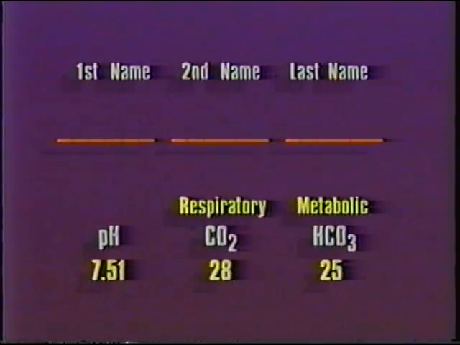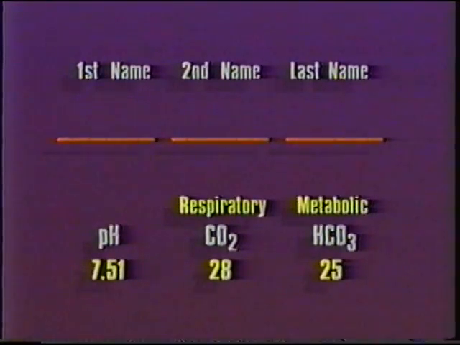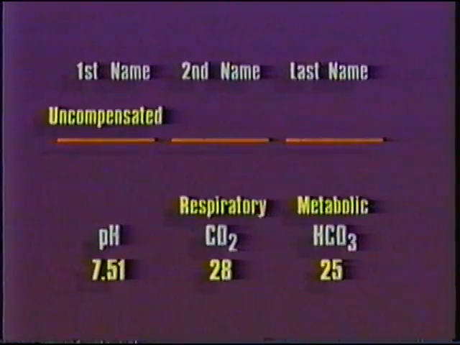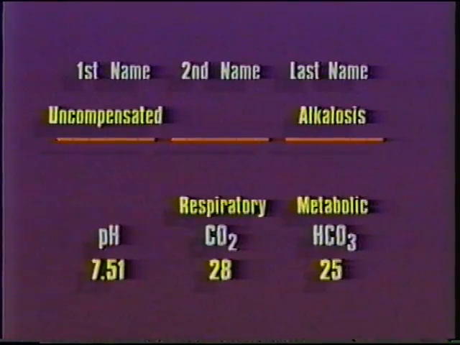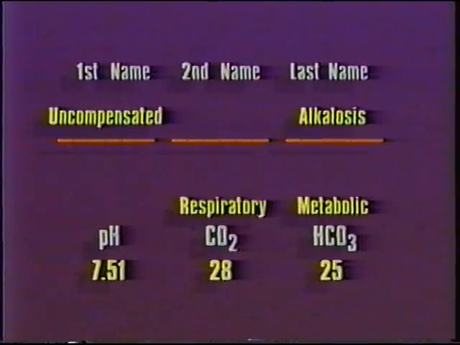The pH is 7.51. Is this normal? No, so it's uncompensated. The baby's first name is uncompensated. Now his last name. Is 7.51 acidotic or alkalotic? Yes, it's alkalotic, so baby's last name is alkalosis. Now let's find his father and choose his middle name.